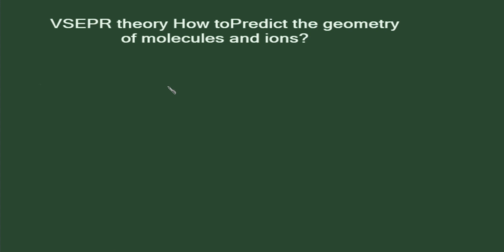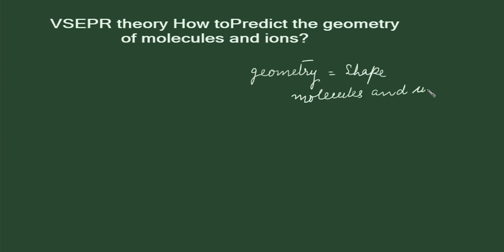Hello everyone. We are continuing class 11 chemistry, chapter 4, chemical bonding and molecular shape, that is molecular structure. In the previous video, we discussed principles of VSEPR theory, its merits and demerits. Now we will proceed to know how we can predict the geometry, that is shape of molecules and ions.